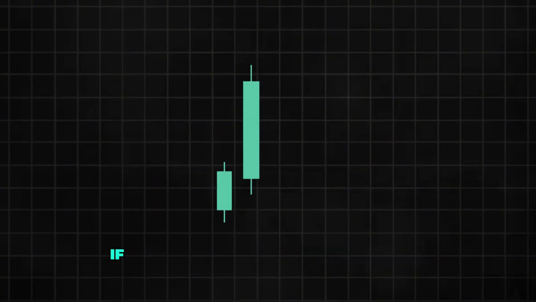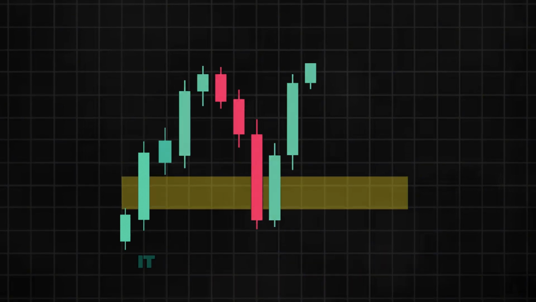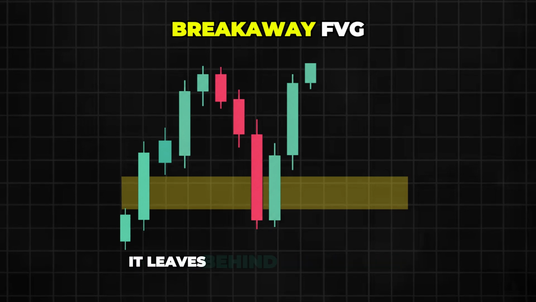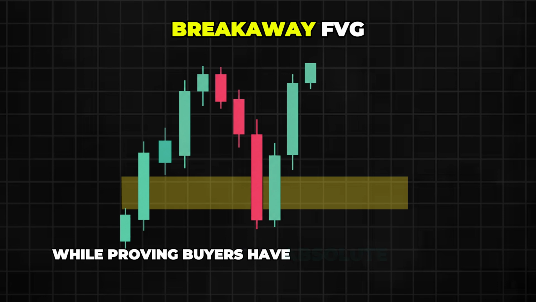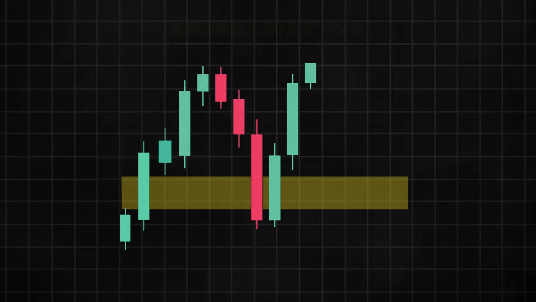But, on the brilliant other hand, if the third candle is an additional, wonderfully green impulsive candle pushing even higher, it creates something magical. We call this a breakaway gap. It leaves behind an empty space while proving buyers have absolute, undeniable control. These are exactly the gaps you want to trade.